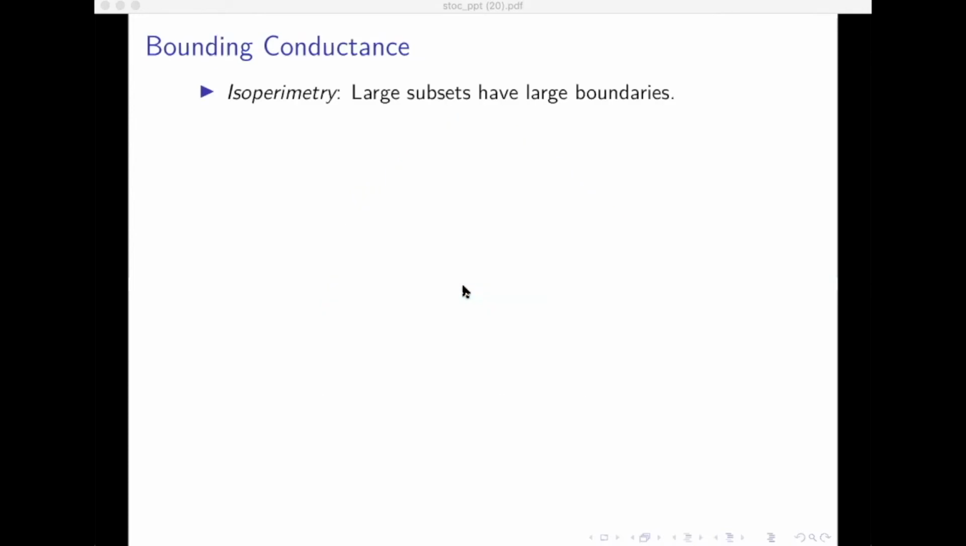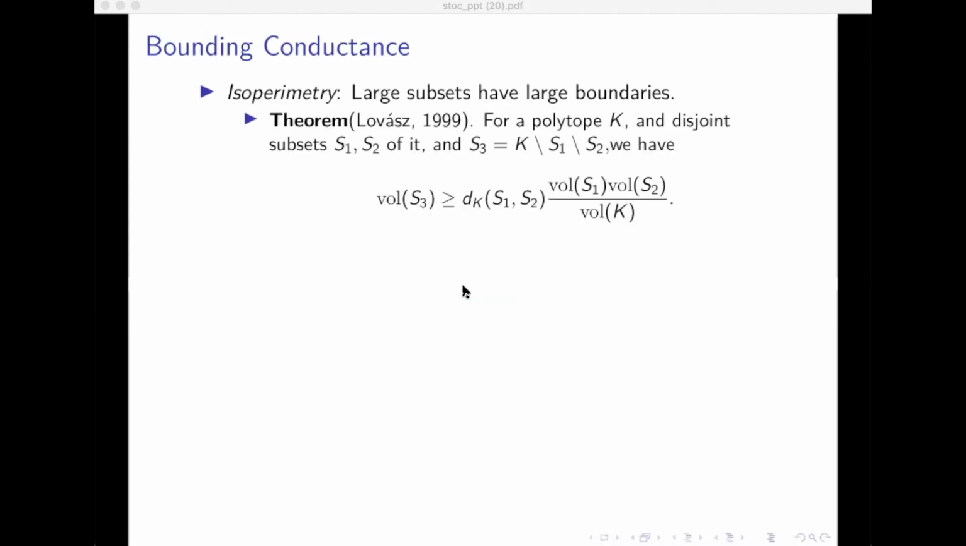To bound the conductance, we need to prove two things. First is isoperimetry, that is, large subsets of the body should have large boundaries. For this, we use a theorem of Lovász, stating that for any convex set K and disjoint subsets S1, S2, and S3 forming a partition of K, the volume of S3 is greater than or equal to the cross ratio distance between S1 and S2 times the volume of S1 times the volume of S2 divided by the volume of K.